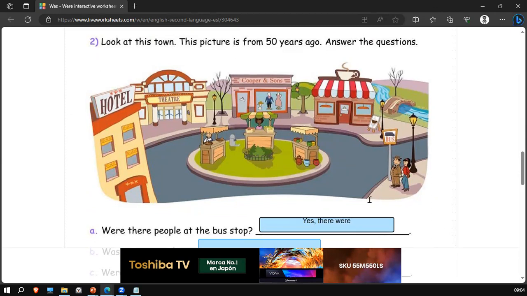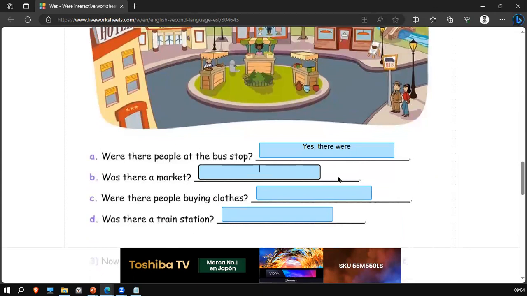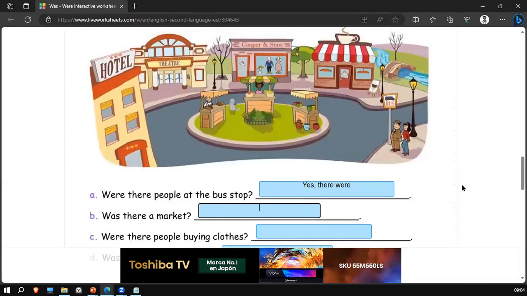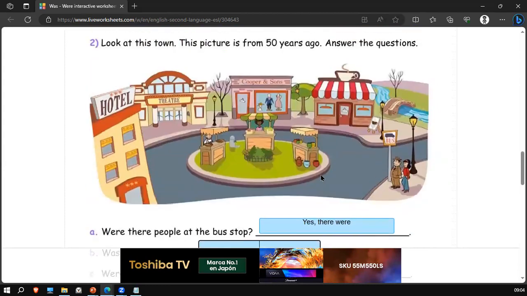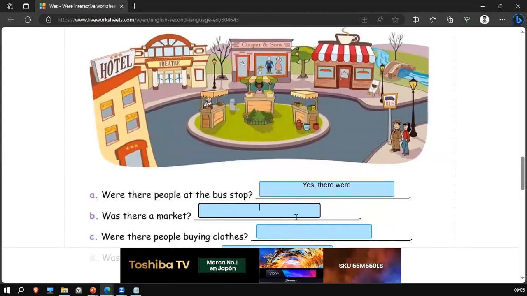Si las tomas así, ¿verdad? Yes, there were. A ver, aquí dice que ya está el puntito al final. Así. Sí. Yo creo que por eso no se lo puse, pero me lo tomó mala. Okay, was there a market? No, there wasn't. Yes, there was. This is market. I don't know, maybe. No, es en el siguiente. No, there wasn't. Muy bien.